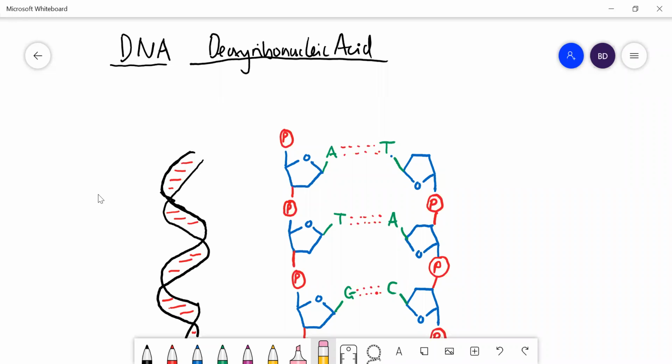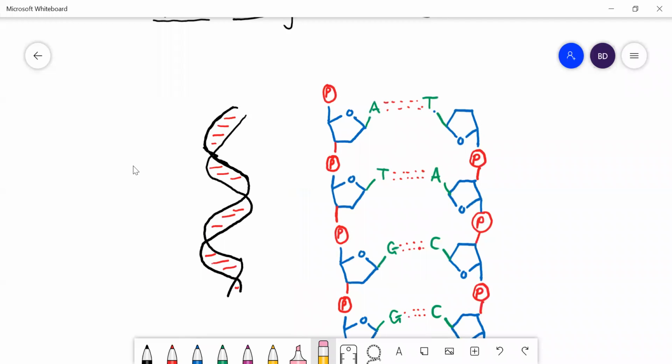Okay, so we are going to talk about the molecule DNA, deoxyribonucleic acid, a very famous molecule. Okay, so here on the left we have this structure. This is called a double helix. A helix is a spiral, and there's two molecules which spiral around each other here. So each of those black strands is a separate molecule.